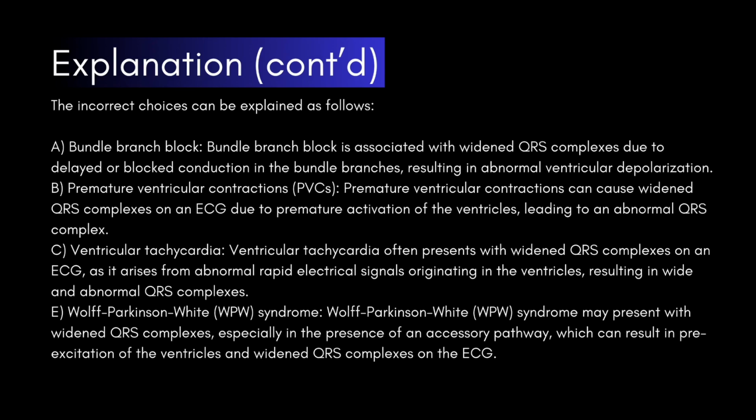Ventricular tachycardia. Ventricular tachycardia often presents with widened QRS complexes on an ECG as it arises from abnormal rapid electrical signals originating in the ventricles, resulting in wide and abnormal QRS complexes. Wolff-Parkinson-White syndrome. Wolff-Parkinson-White syndrome may present with widened QRS complexes, especially in the presence of an accessory pathway, which can result in pre-excitation of the ventricles and widened QRS complexes on the ECG.